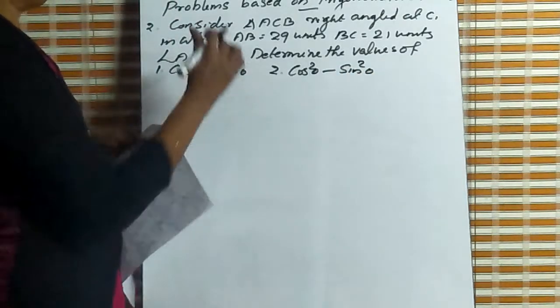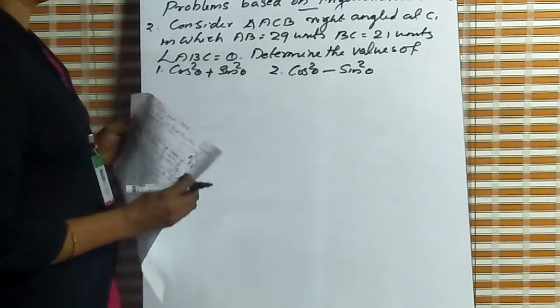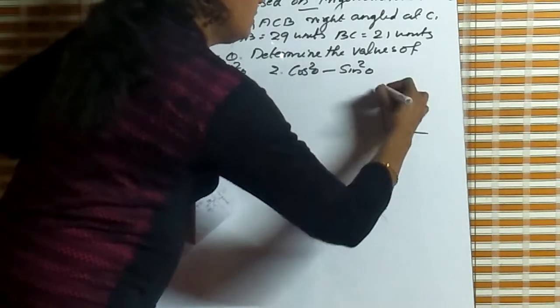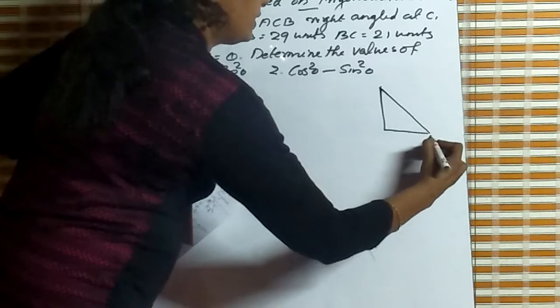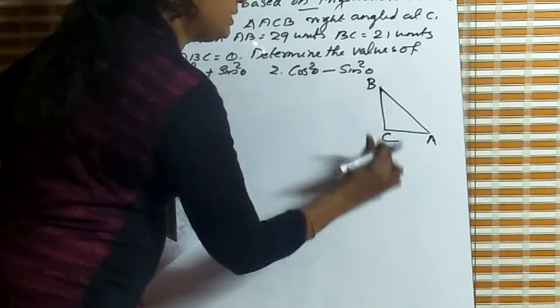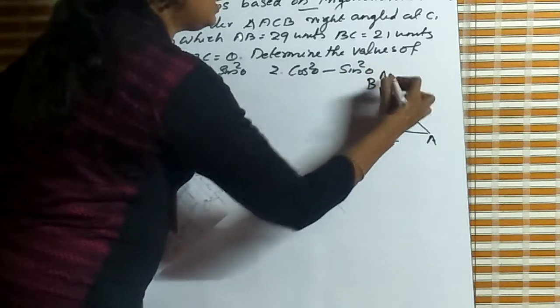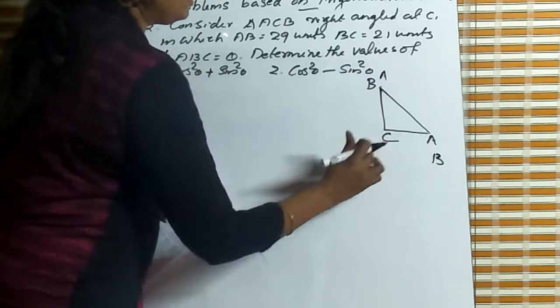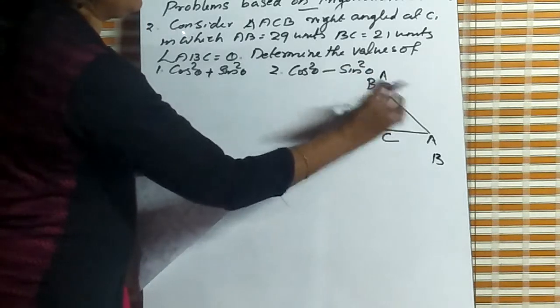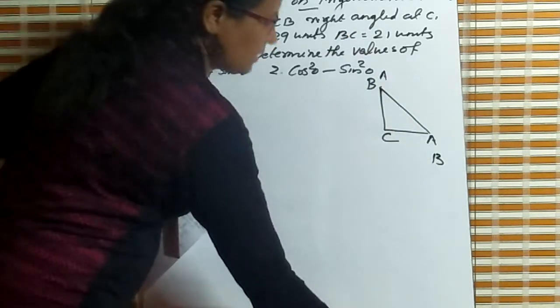Look at the board question. Consider triangle ACB, right angled at C. The figure is, we draw a rough figure ACB. Here we can take ACB in this way or ACB this way. C is right angled, so it is fixed. Then we can write B and A on either side as we like.